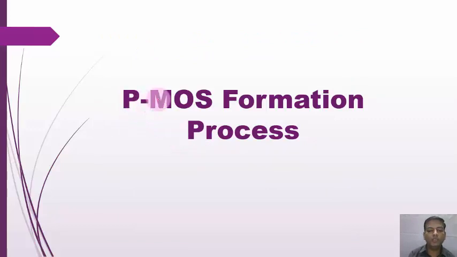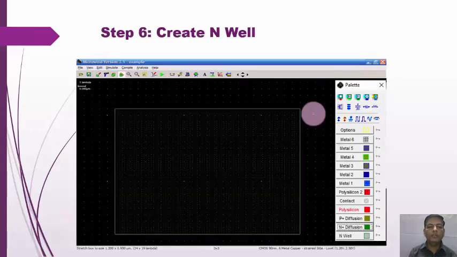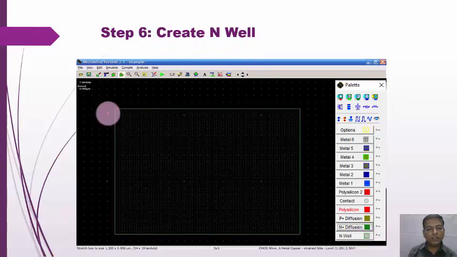Now the PMOS formation process. Everyone can draw that single NMOS and PMOS formation, then you can draw any layout. PMOS formation process, step number 6: create the N-well. First you have to create the N-well. So here we have to draw that particular N-well.